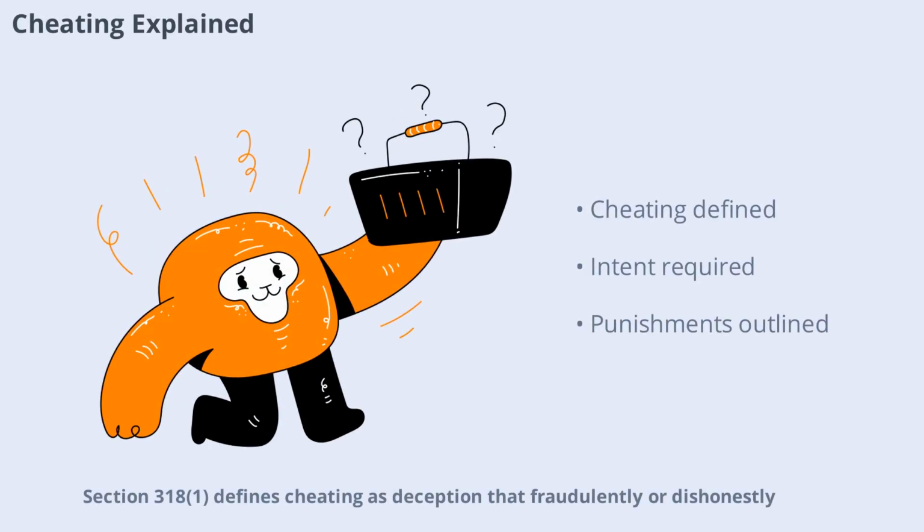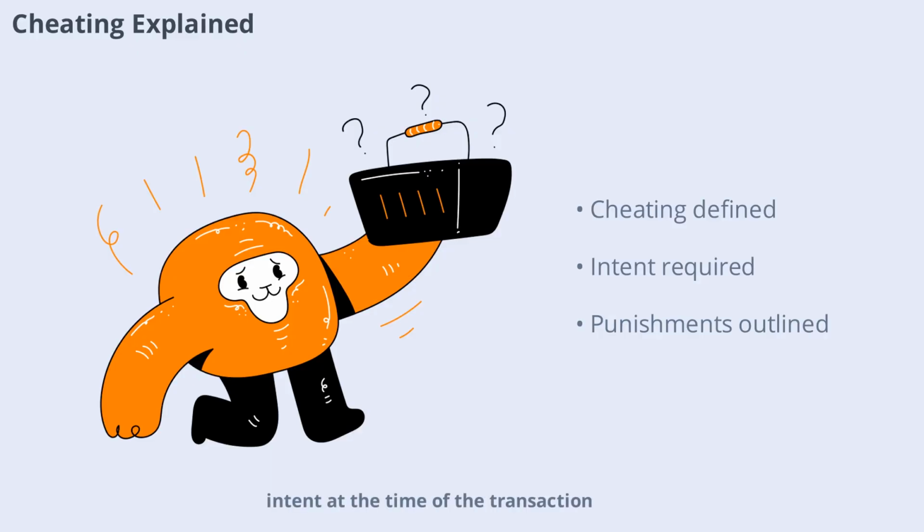Section 318(1) defines cheating as deception that fraudulently or dishonestly induces someone to deliver property or consent to its retention. It also covers intentional inducement to act or omit actions causing harm. The law requires clear evidence of dishonest intent at the time of the transaction. Subsequent conduct alone does not constitute cheating. Section 318(2) provides punishment up to 3 years, fines, or both.